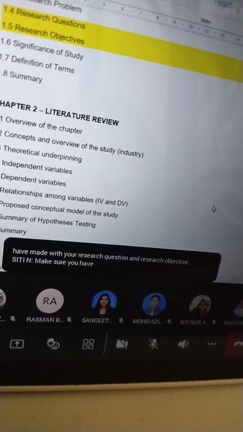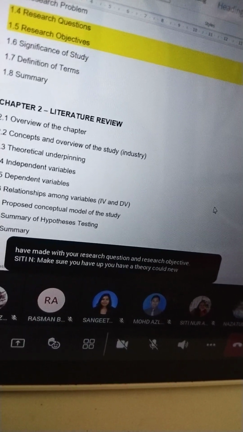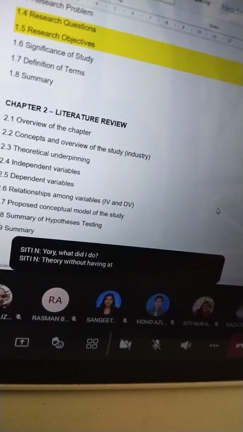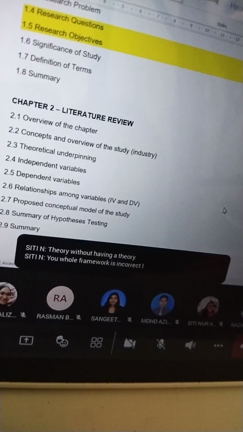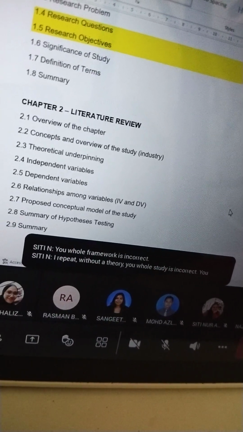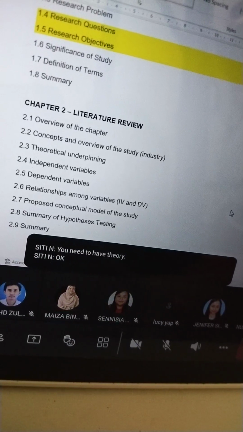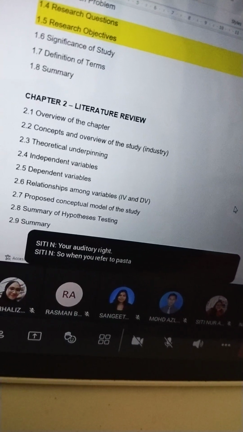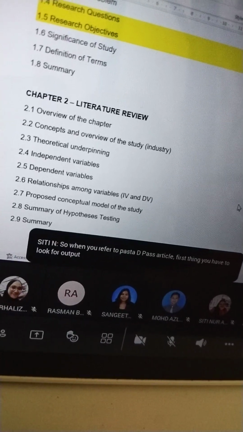Make sure you have a theory. You must have a theory, it is compulsory to have a theory. Without having a theory, your whole framework is incorrect. I repeat, without a theory, your whole study is incorrect. You need to have a theory. So when you refer to past studies, past articles, the first thing you have to look for is what theory they use.